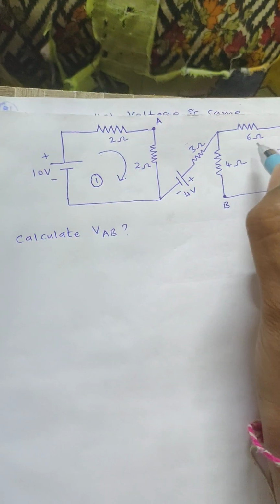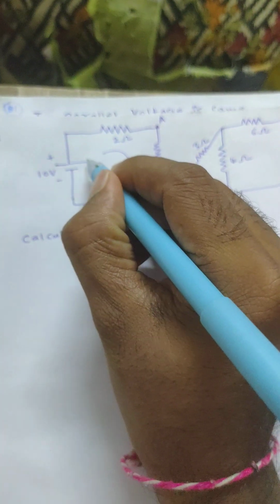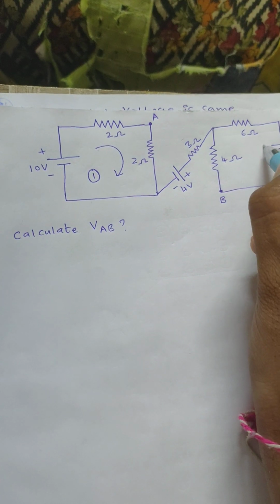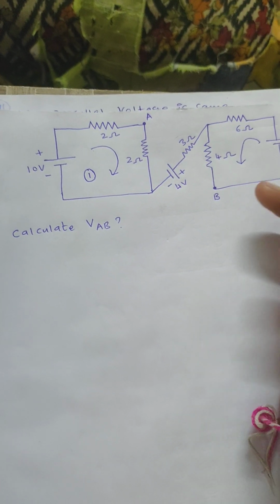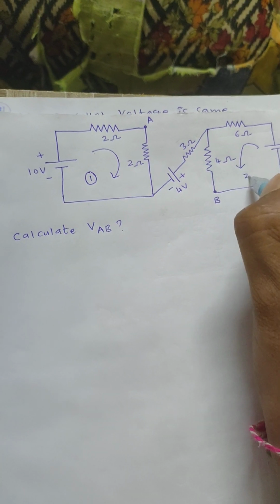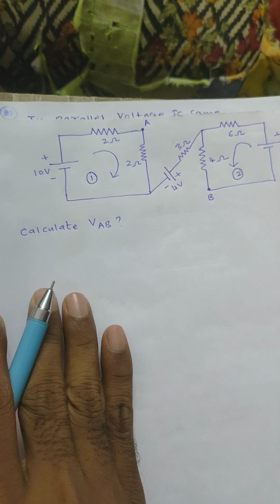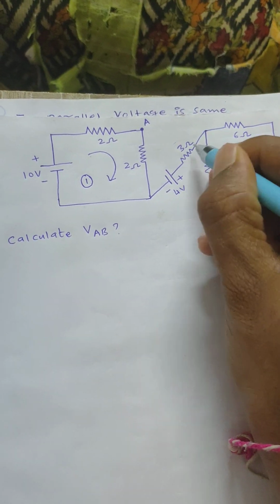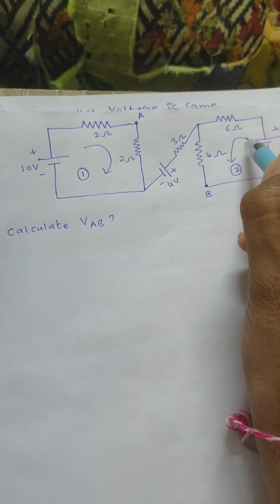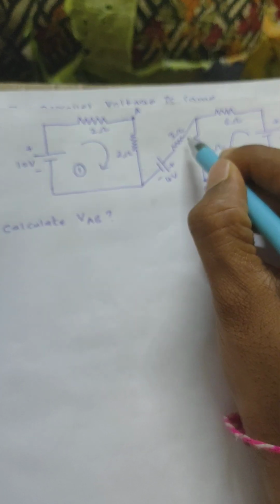Loop 1. Based upon these battery polarities, you can consider this is the direction of loop currents. This is loop 2. Here I am assuming no current is flowing through this branch. Why? Because this is the direction of current, and here there is no closed path for the current to flow.